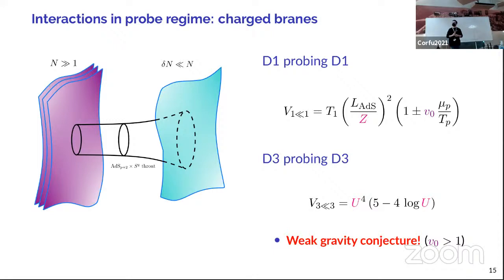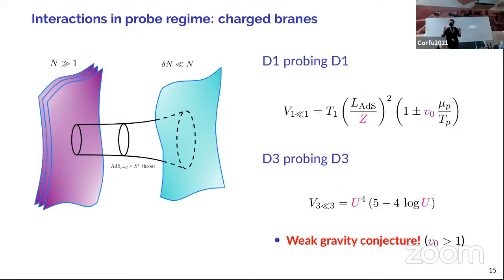And we can perform a probe computation looking at a very heavy stack which generates the near horizon throat, which is probed by a parametrically light one. And we find interaction potentials that satisfy the weak gravity conjecture in the sense that they repel instead of attracting. And this is due to the appearance of this B0 factor, which is strictly bigger than one, whereas in the supersymmetric case, it's exactly one. So instead of canceling, one minus one, one finds a slightly negative result, resulting in a repulsive force. A very similar thing happens for D3-D3 interactions, where the geometry is more complicated, as I showed you before. So the weak gravity conjecture is realized because of supersymmetry breaking.